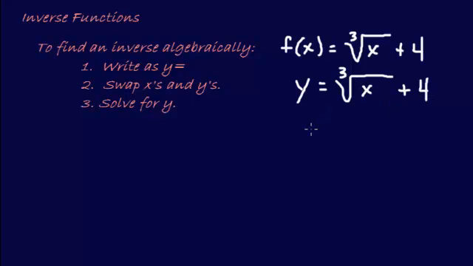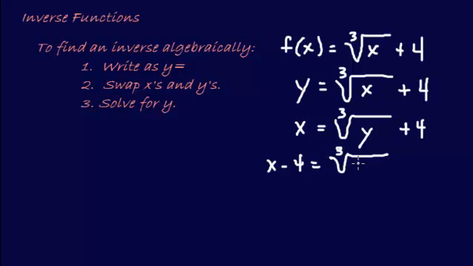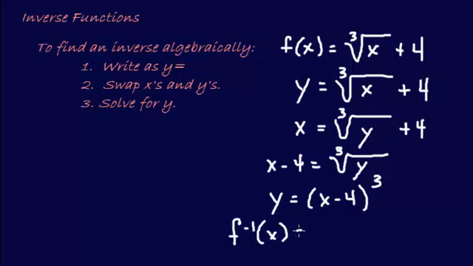Then I'm going to swap my x's and y's. x equals the cubed root of y plus 4. I'm going to subtract 4 from both sides, which leaves the cubed root of y. Then I'm going to cube both sides, and y is going to equal x minus 4 quantity cubed. And then cleaning it up once again, the inverse is x minus 4 quantity cubed.